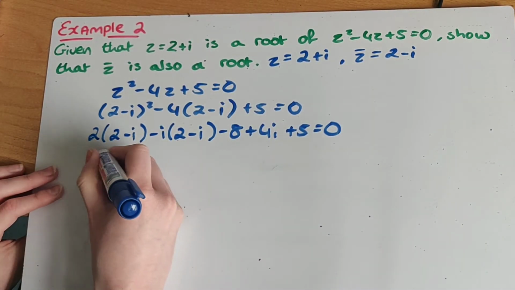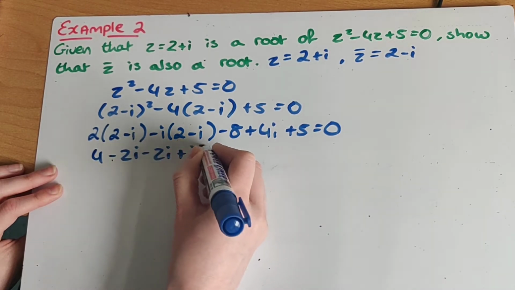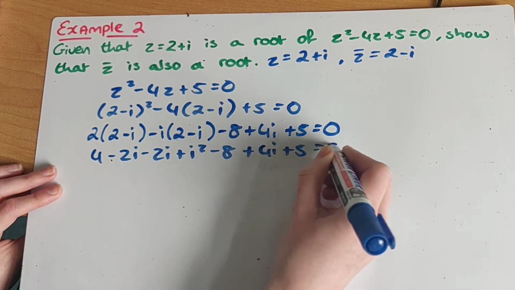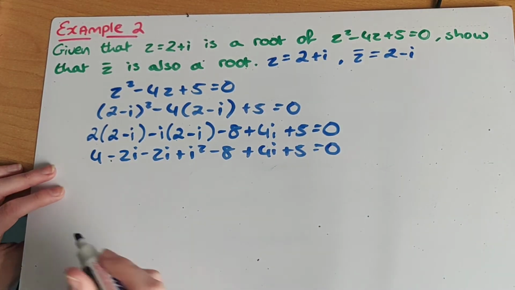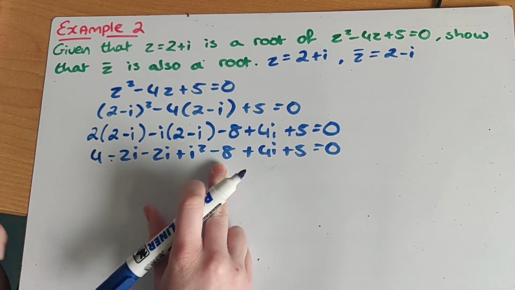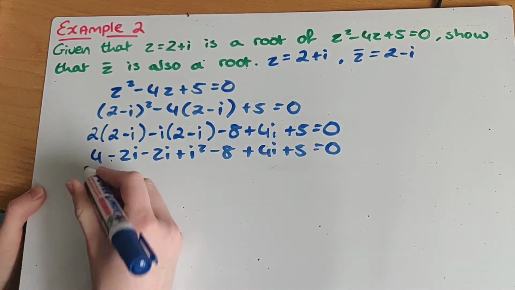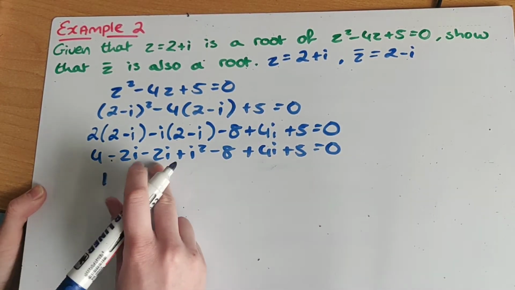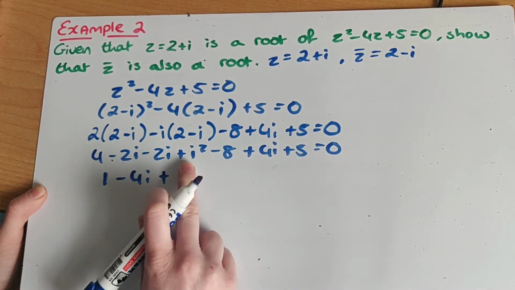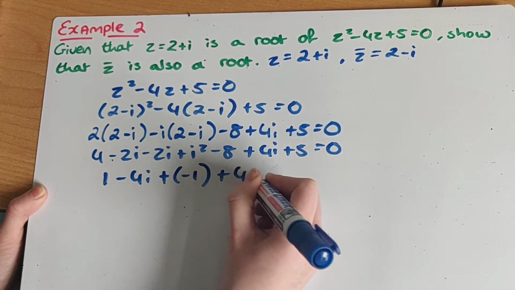So now we're going to multiply again. So 4 - 2i - 2i + i² - 8 + 4i + 5 = 0. So now we need to start simplifying. I can see 4 minus 8 is minus 4, plus 5 is 1, minus 2i minus 2i is minus 4i, plus i squared, which we know is really minus 1, plus 4i is equal to 0.